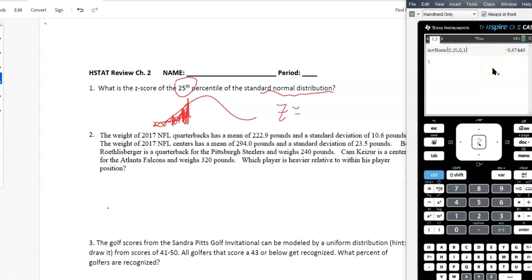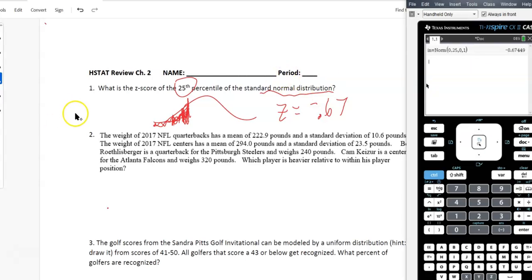Z equals negative 0.67. If I want to interpret that z-score, I would say that this value is 0.67 standard deviations below the mean. You want to say what direction you're going. In this case, we're below the mean, not above the mean.